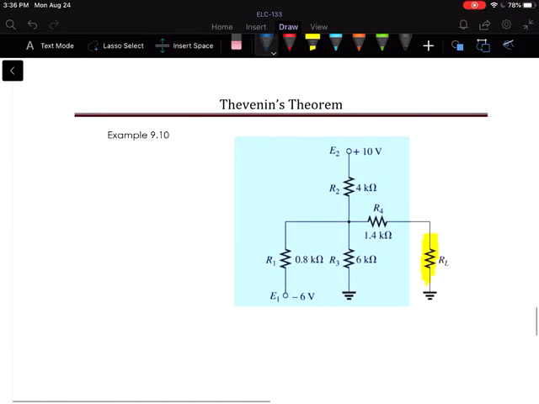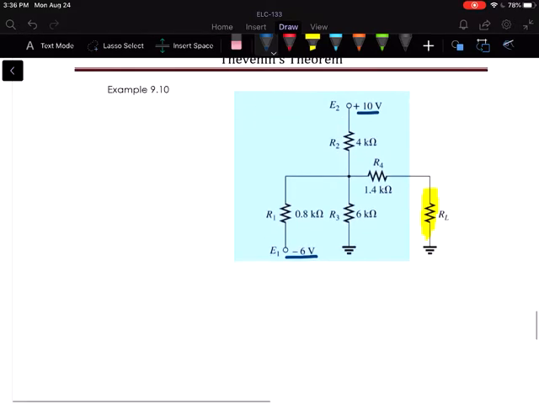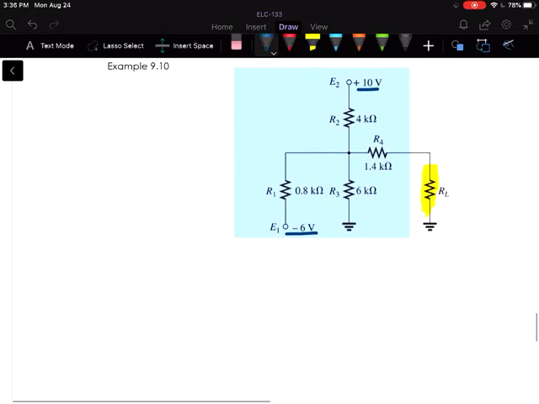First off, notice you've got this 10-volt source up here and a negative 6-volt source down here. It might make you feel a little bit better to redraw the circuit so that you see that a little better. For instance, on the R1 side, I would just draw our 6-volt source like this. That negative basically means that if we have 0 volts ground down here, we would drop 6 volts before we get to R1, which is the 0.8 k ohm resistor.